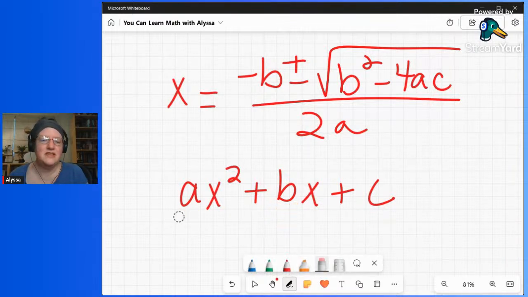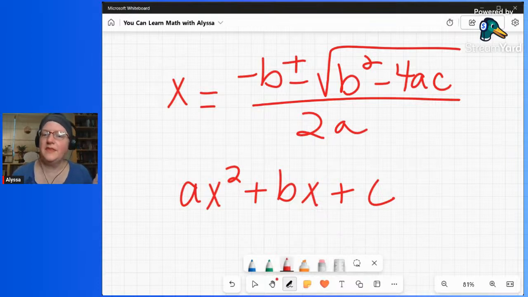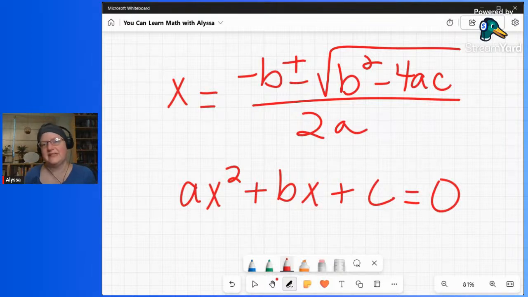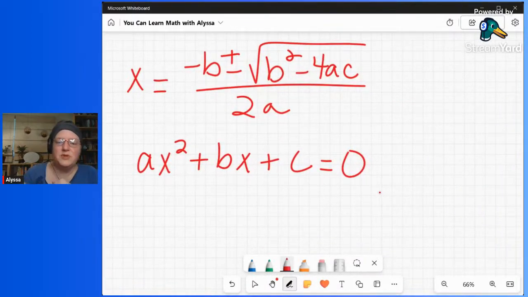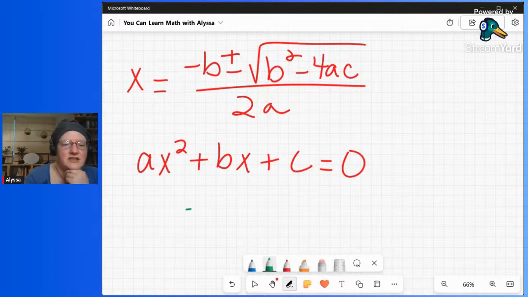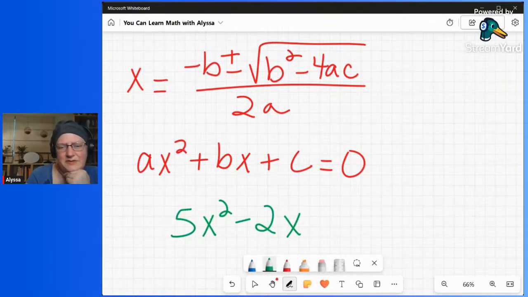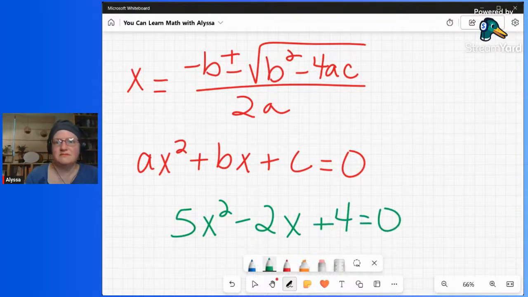And we put them into this quadratic formula, and we can solve for x, assuming that this is equal to 0. It's got to be like that. Got to be equal to 0, and then we can solve for x. Okay. So let's put one in here that looks a little like it might not have a nice answer, say 5x squared minus 2x, say plus 4 equals 0.